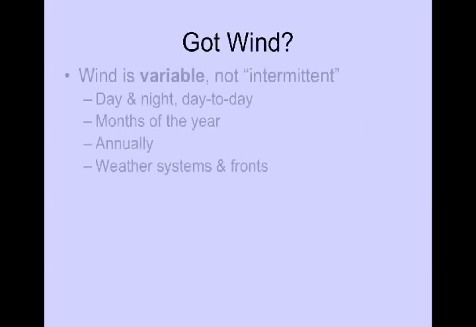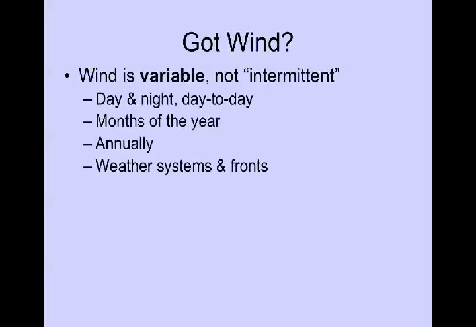So, what is it about wind? Wind really isn't intermittent. It is variable. Yes, it turns on and turns off, so to speak, but all that means is it's going to pick up in velocity and slow down. And that can vary from day to day, from day to night, different months of the year. Typically, the wind will die down the day after you put your wind turbine in, or so it will seem. Weather systems and fronts can also cause some of these problems.